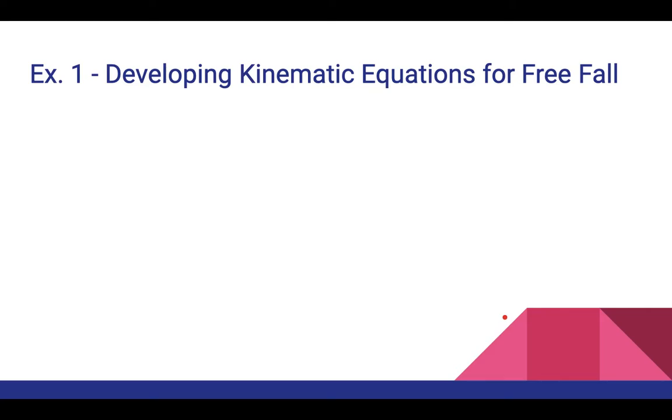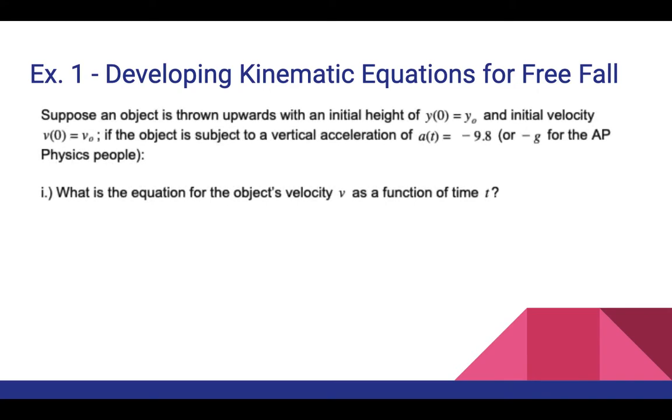So example 1, developing kinematic equations for free fall, a familiar topic from AP Physics. So suppose an object is thrown upwards with an initial height of y at t equals 0 equals y naught, and an initial velocity at t equals 0 of v naught. If the object is subject to a vertical acceleration of negative 9.8, so our acceleration function is just negative 9.8, or negative g for the AP Physics people, we ask what is the equation for the object's velocity v as a function of time t.